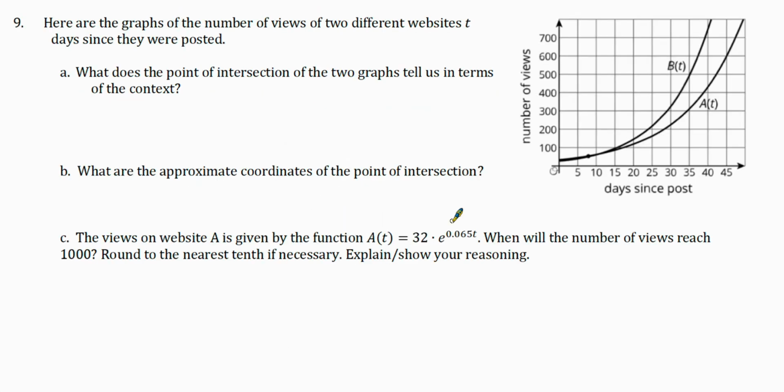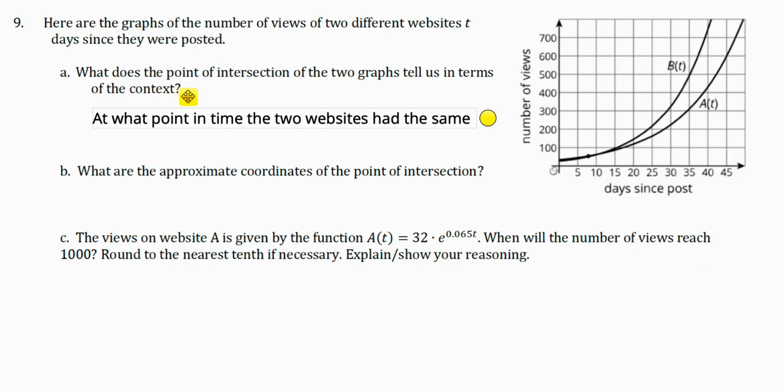On number 9, we have 2 graphs, right? They represent the number of views of 2 different websites, t days after they were posted. So what does the point of intersection tell us in terms of the context of this situation? Well, that would be at what point in time the 2 websites had the same number of views.